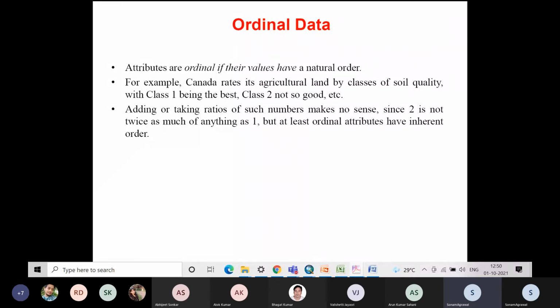Like another example is given on the screen. Like in Canada, the government used to rate their agriculture land on the basis of soil quality. So if there is a class one of any agriculture land, then class one means the quality will be the best. The land will be maximum fertile land. If any of the agriculture land is under class two, then it is not so good a class. Okay? So such type of ranking, such type of rating, they come under the ordinal data.